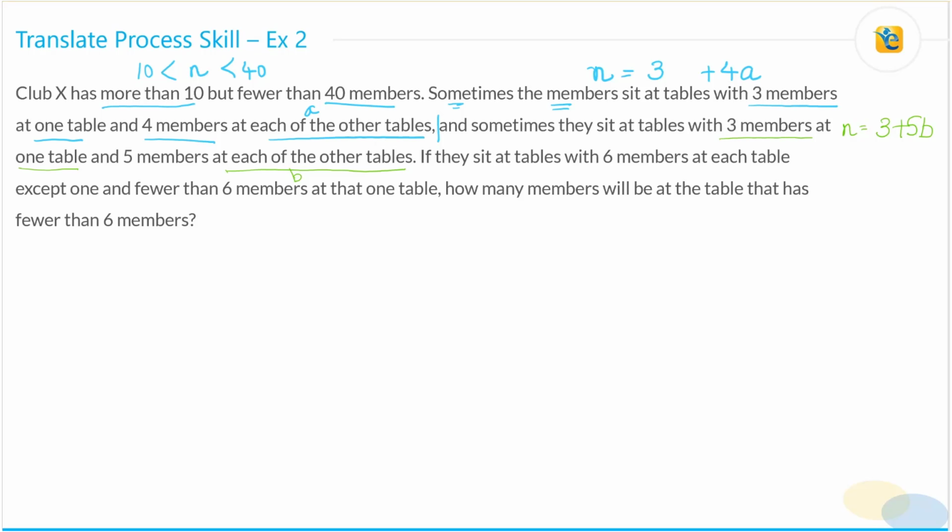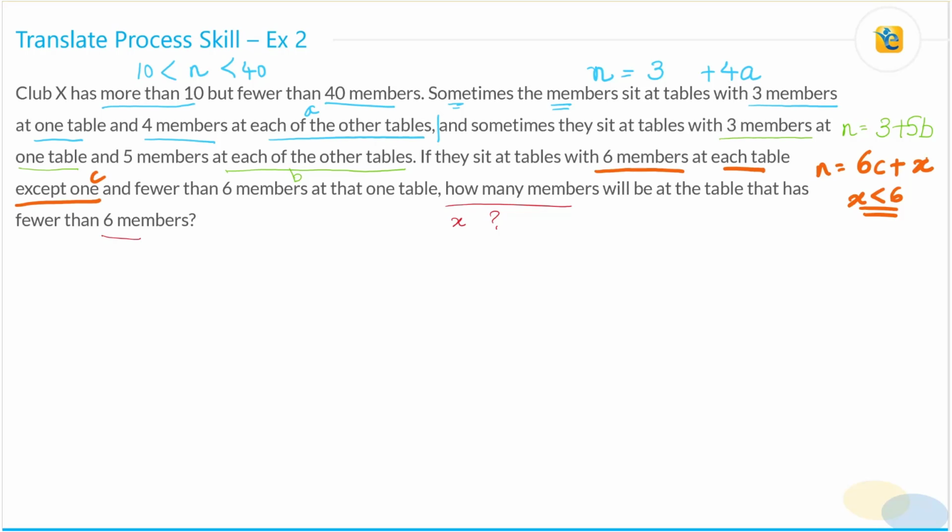Changing the color. If they sit with 6 members at each table except one. So here the test maker has tweaked how he's presenting the information. What he's saying is n is equal to 6, and let's say there are c such tables. So what he's saying is 6c plus fewer than 6 members at one table. Let's say this number is x, and we know that x is less than 6. What we need to figure out is how many members will be at the table that has fewer than 6 members. So essentially we need to figure out the value of x.